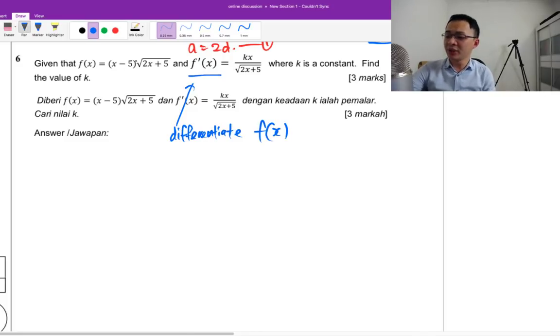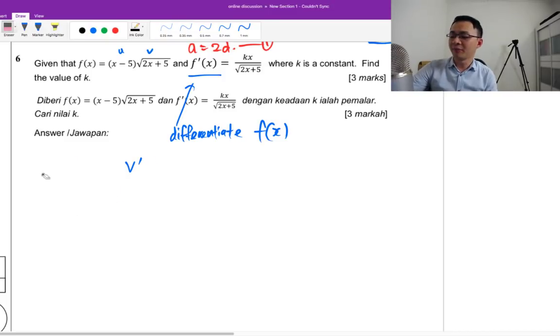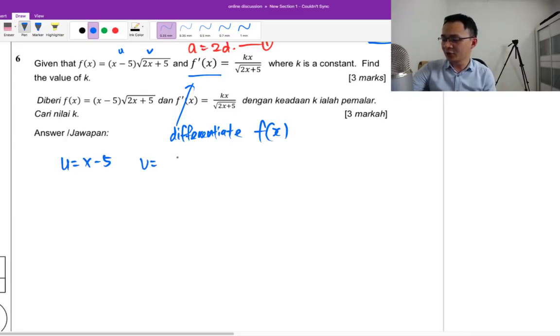So in order to do this differentiation, you know this one actually is product rule, uv. Alright, so I know that to differentiate f(x) is u differentiate v plus v differentiate u. Okay, so my u is basically x minus 5. Maybe I write it out because if I straight away do, some students might not understand. So u equals to x minus 5, and v actually equals to square root of 2x plus 5. Square root I will change to power of half.